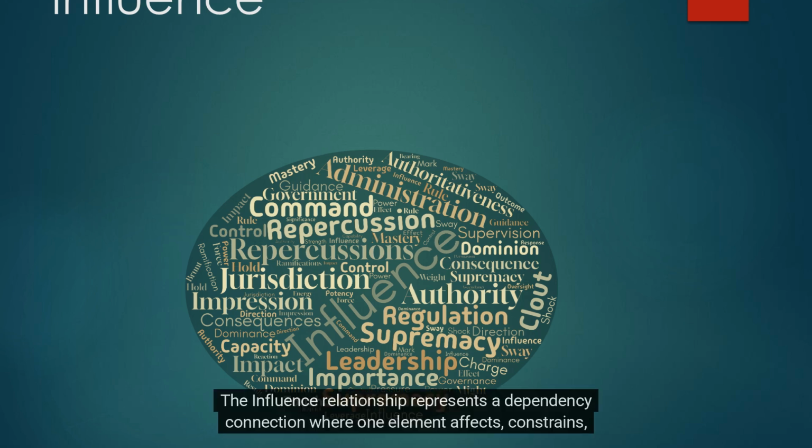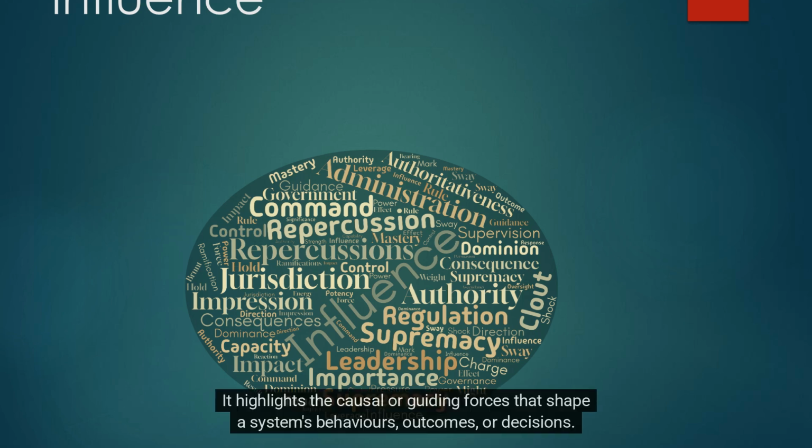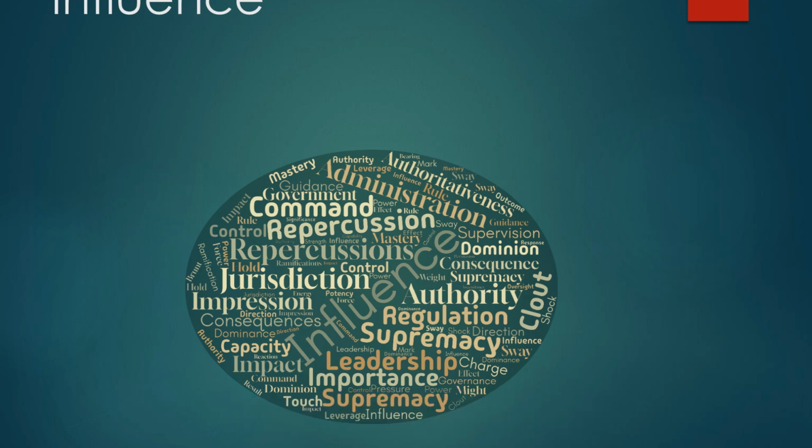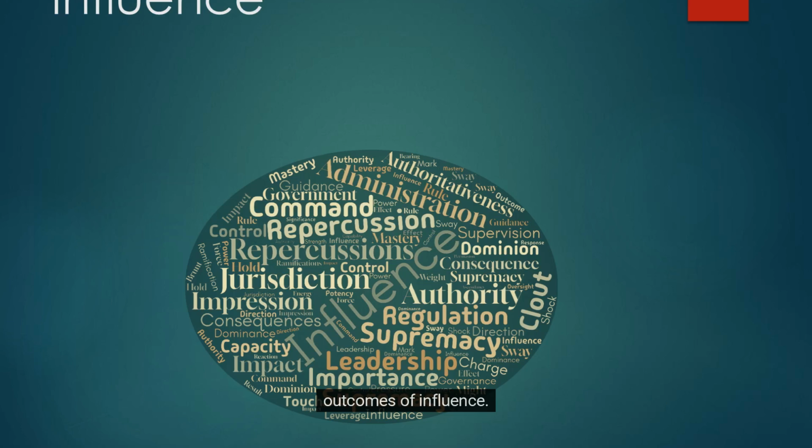The influence relationship represents a dependency connection where one element affects, constrains, or guides another. It highlights the causal or guiding forces that shape a system's behaviors, outcomes, or decisions. For example, impact underscores one element's strong effect on a situation, demonstrating the tangible outcomes of influence.